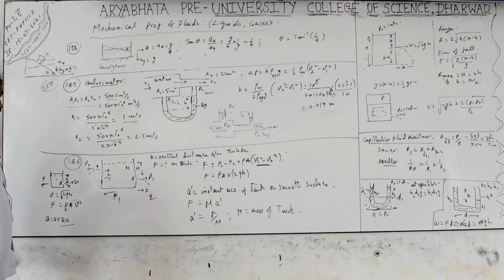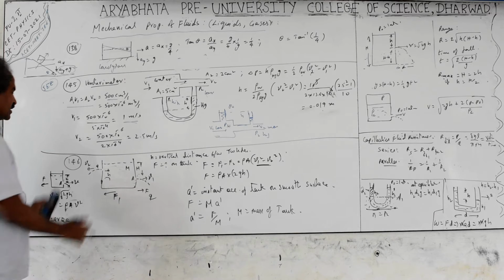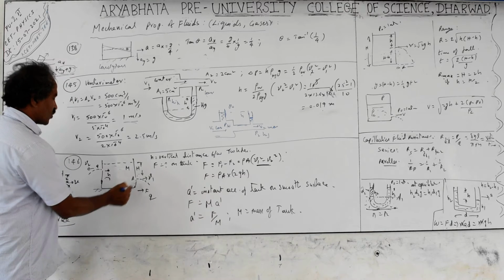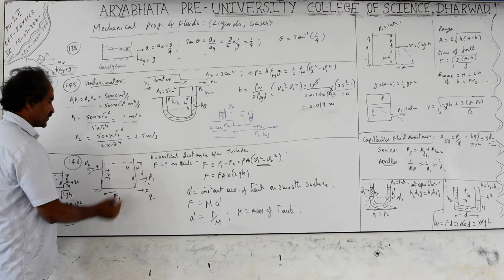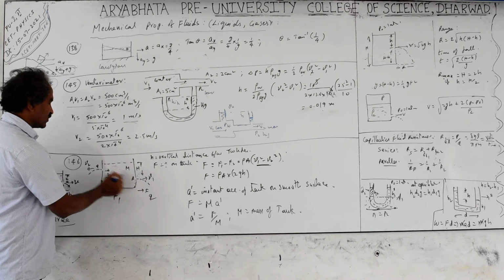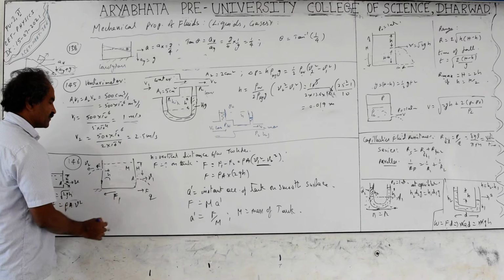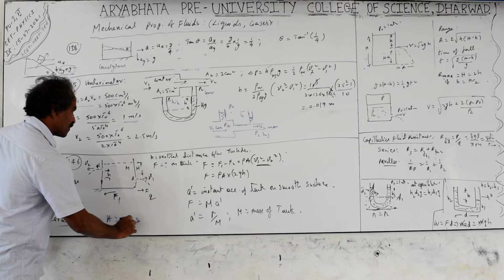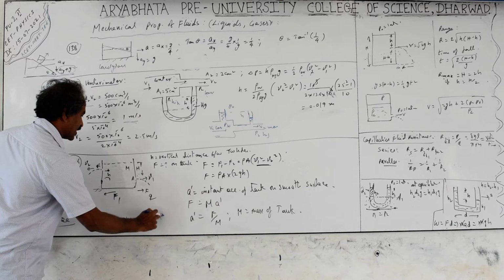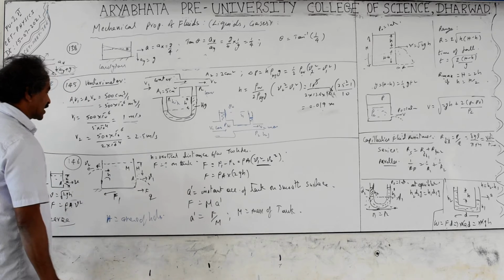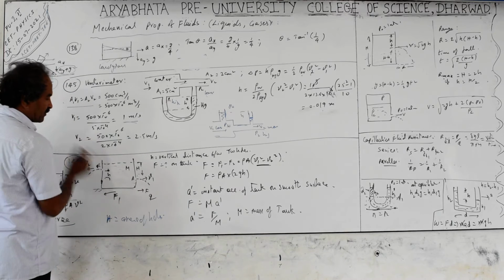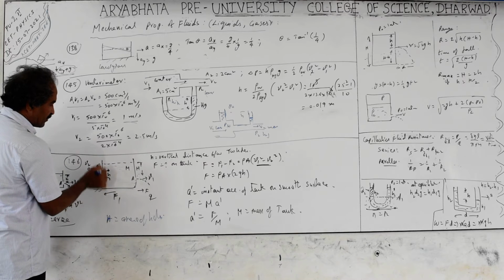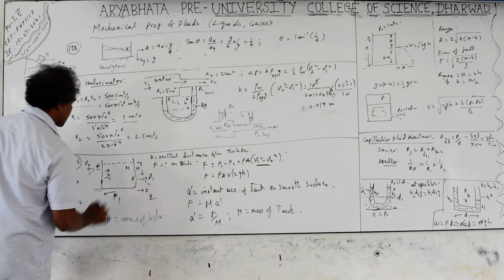Next, question number 146. There is a container kept on a smooth surface, and it has two holes on opposite sides, two identical holes. The area of cross section of the holes is A. If a circle is given, it means pi r square. One hole is at height h, and the difference between the two heights is nothing but the small h mentioned.